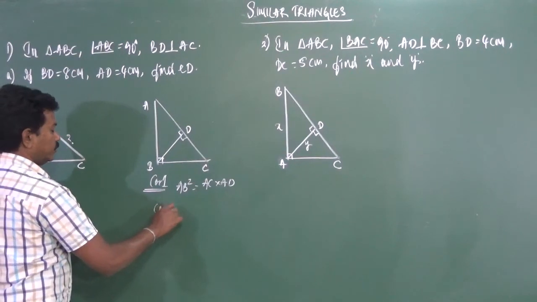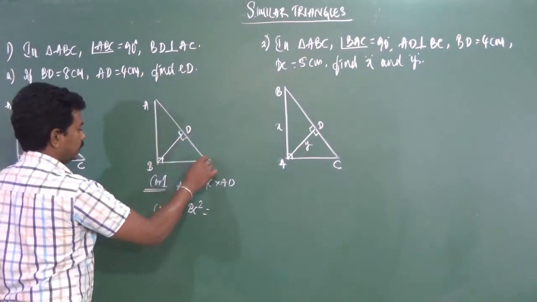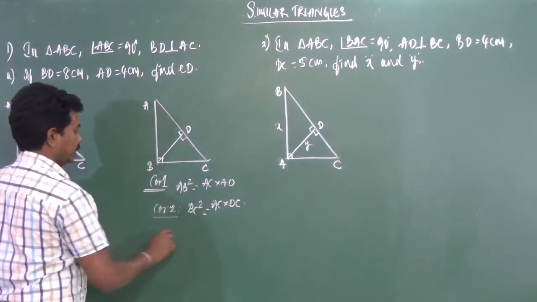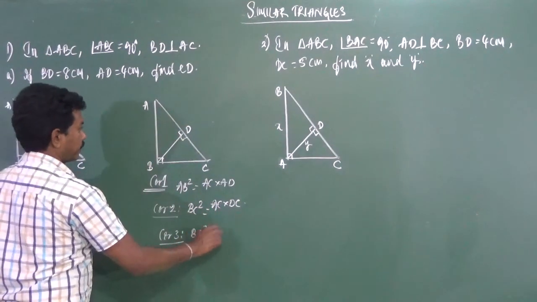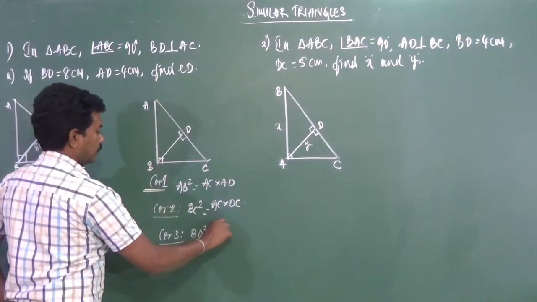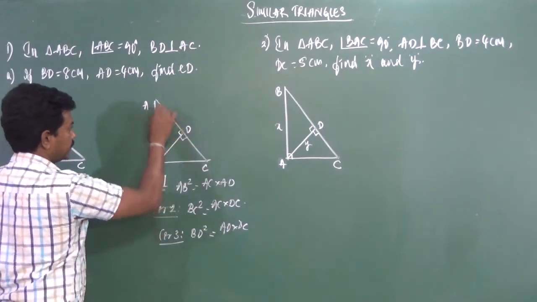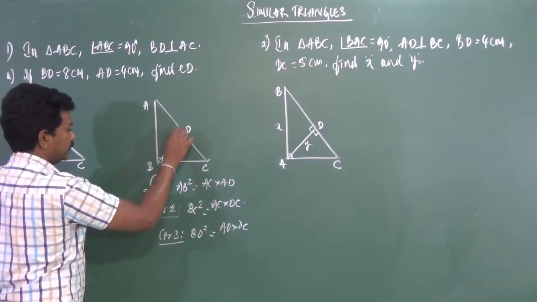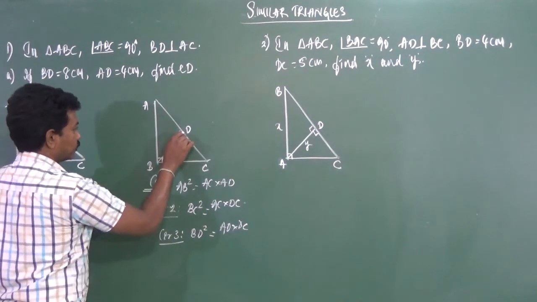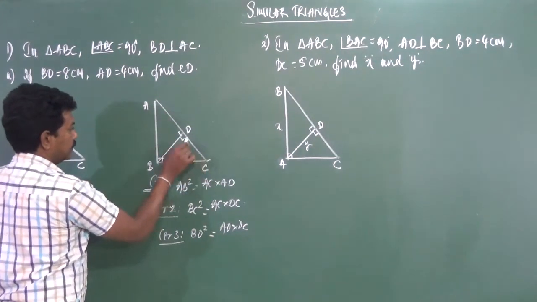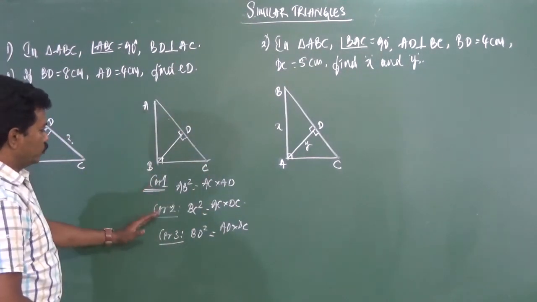Corollary 2 is BC square is equal to AC into DC. And corollary 3, BD square is equal to AD into DC, right? For AB square, it is the full length of AC multiplied by the upper bit of AC. BC square is the full length of AC multiplied by the lower bit of AC, and BD square is equal to AD into DC, that is the 2 bits of the entire AC. So this is corollary 1, 2 and 3.